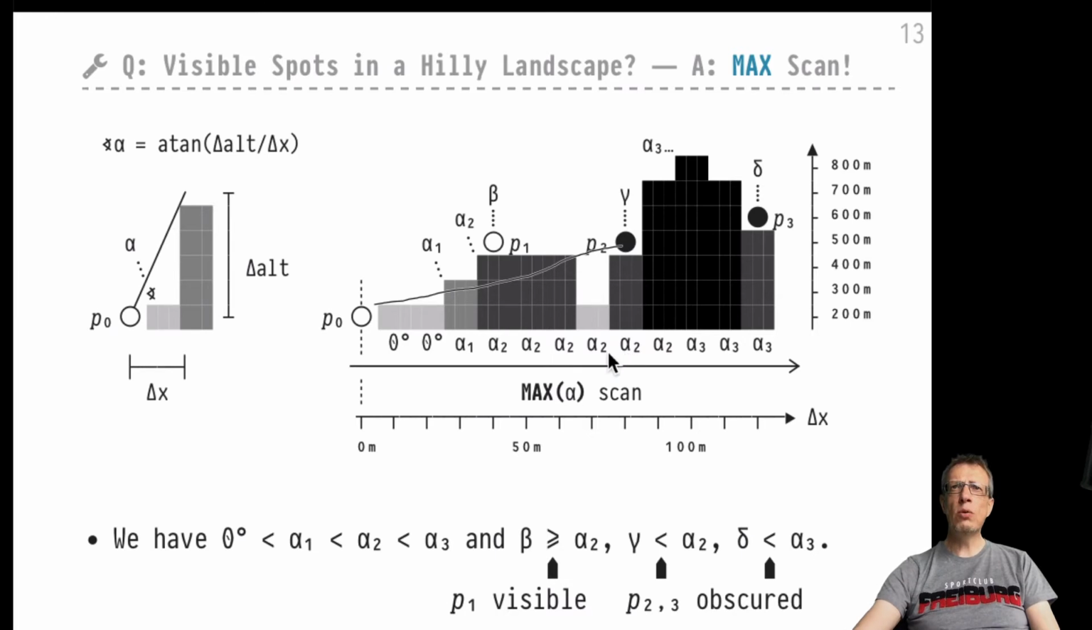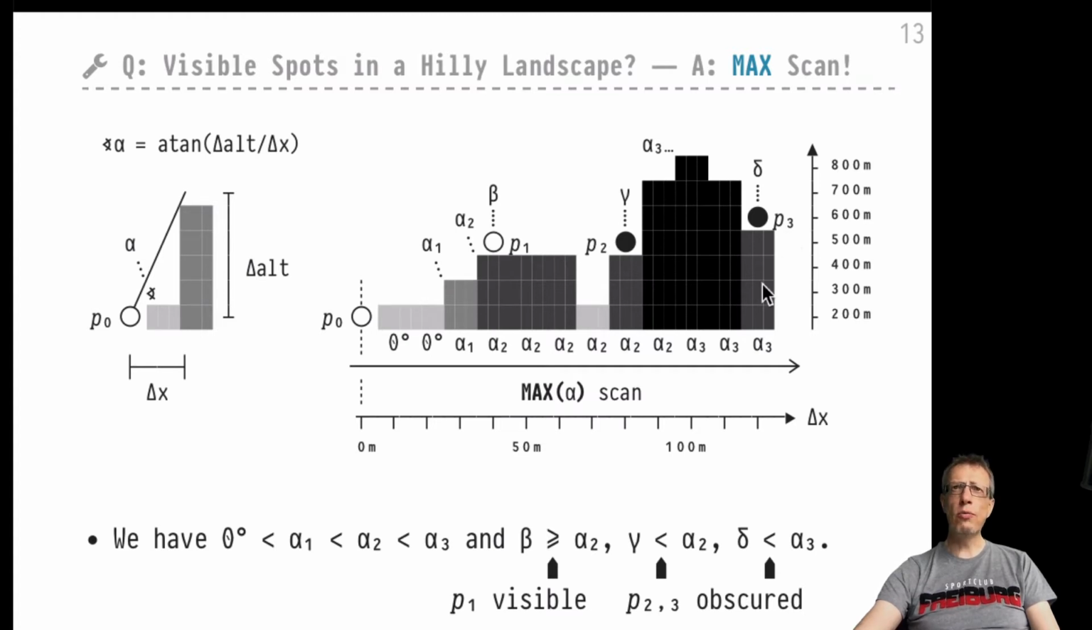Okay. Proceeding with our scan from left to right, we would record the maximum viewing angle seen so far. It will probably be alpha 3 from this point on. And since this is the peak in the whole hilly landscape, alpha 3 will be the maximum viewing angle that we record for the rest of our traversal from left to right. And of course, delta will not exceed alpha 3, and so P3 will be invisible.